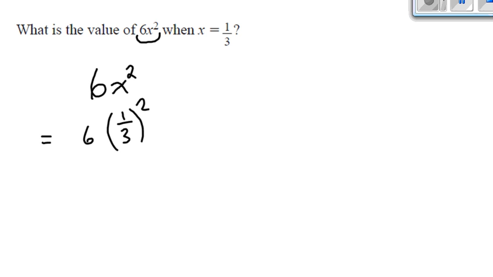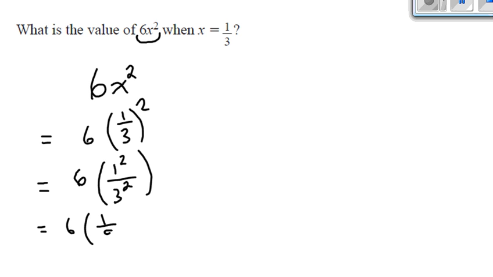We know according to the rules of BEDMAS, the first thing we do is deal with that exponent. So if my base is a fraction and that fraction has an exponent, it means that both the top and the bottom of that fraction get affected by that exponent. So this is really 1/9 because it's 1 squared over 3 squared.